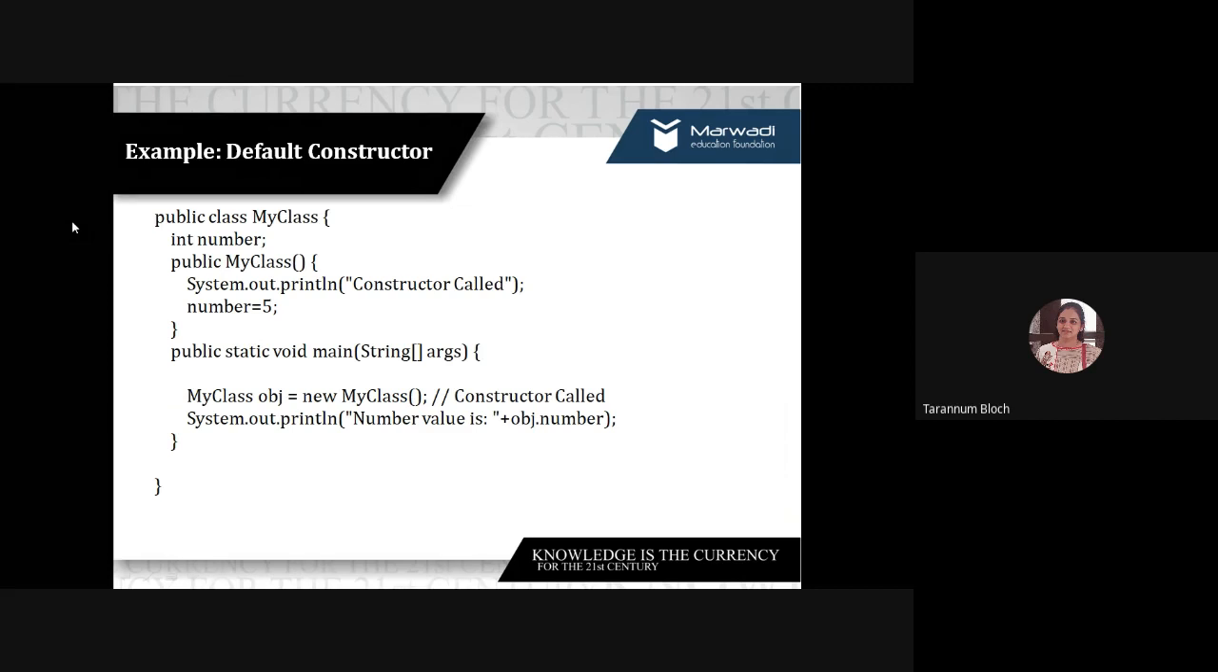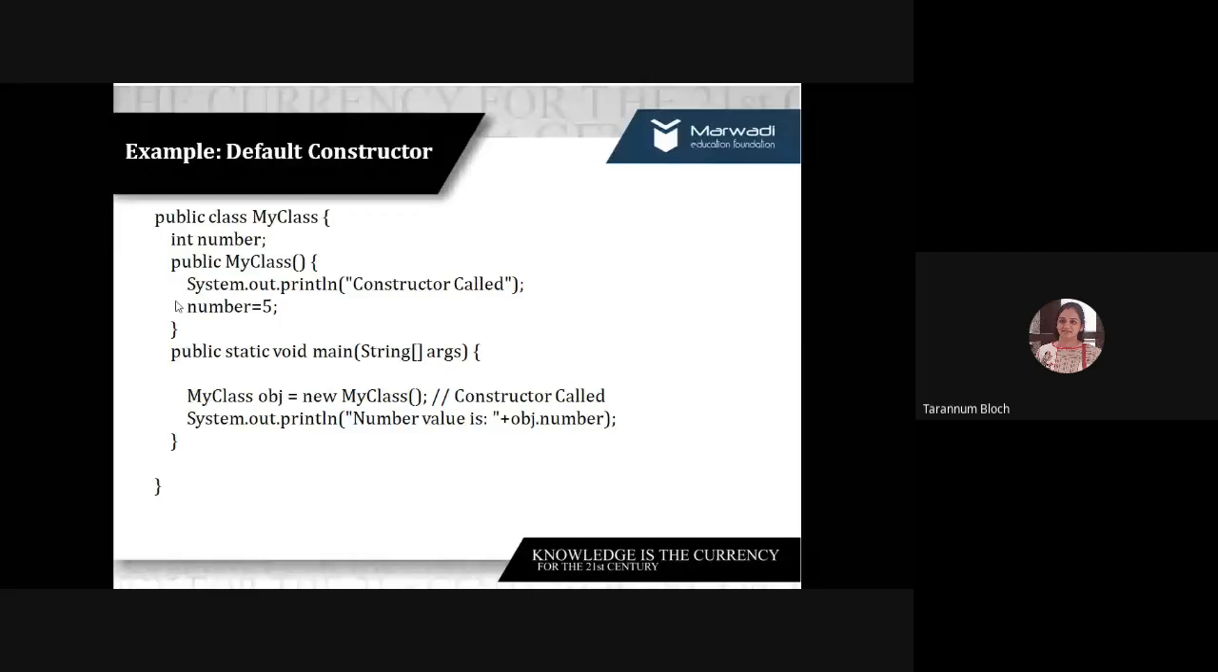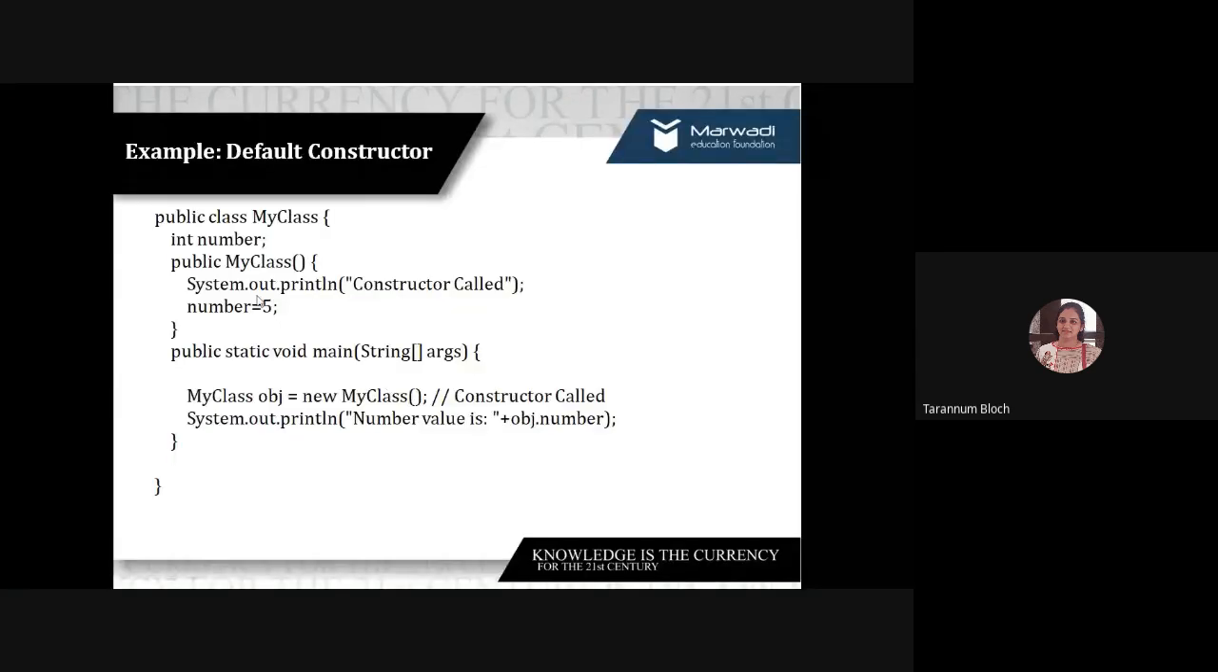Whatever example we have seen, if I run this program, we know that public MyClass, we have taken integer number, public MyClass, System.out.println constructor code, number is equal to 5, and then we have the public static void main method. We created an object, MyClass object is equal to new MyClass. So this calls the default constructor. But as we have defined it, your compiler is not going to create it. It is going to use this one, right?